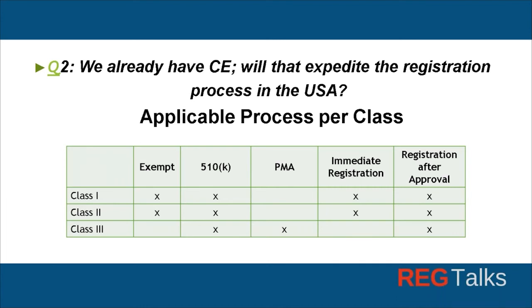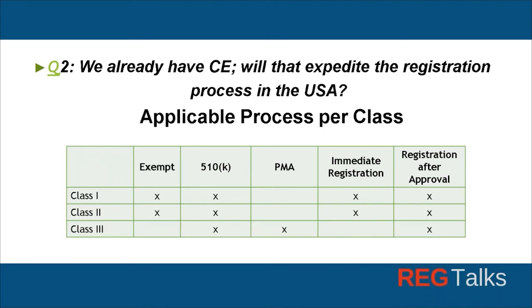The reason this chart has 510K checked for all 3 boxes is, like I was saying, not every class 1 low risk device is exempt. Not every class 2 moderate risk device needs a 510K. And there are some remaining class 3 devices which still fall under the 510K program, although FDA is phasing those out.